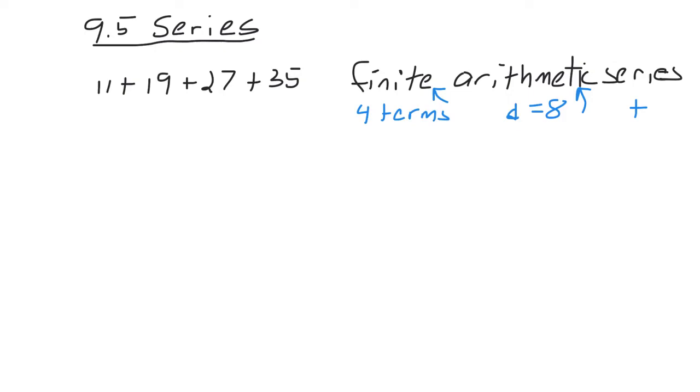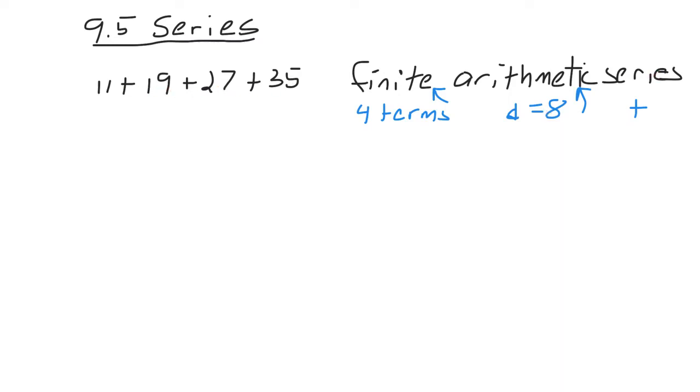In section 9.5, we'll be talking about series. This is a finite arithmetic series. It's finite because there's only 4 terms. There's not an ellipsis after it saying it'll go on forever. It's arithmetic because there's a common difference, in this case of positive 8.